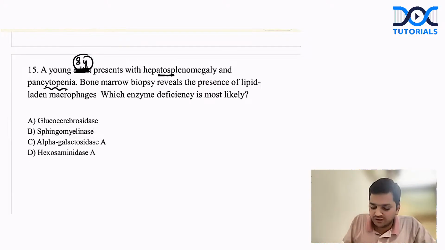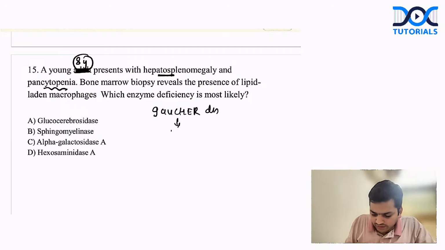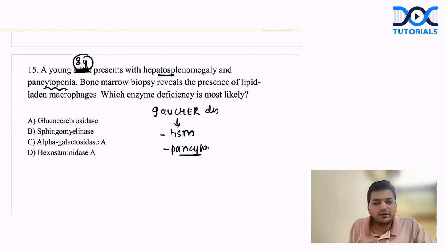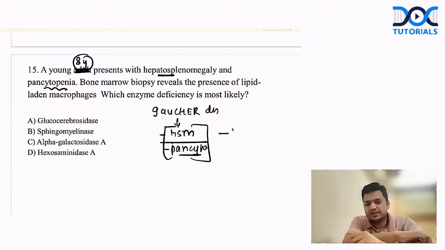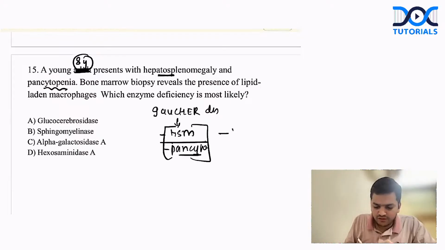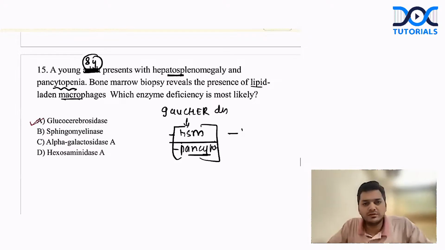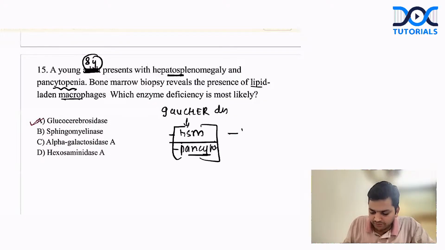Which enzyme deficiency? Actually, they are talking about Gaucher disease. Because in Gaucher disease, we are going to have hepatosplenomegaly and pancytopenia. The moment I see this, I should think of Gaucher, and Gaucher is due to deficiency of what? It is due to deficiency of beta glucocerebrosidase. So they are talking about glucocerebrosidase deficiency. And in this lipid-laden macrophage, the cytoplasm will look as if there is a white, crumpled tissue paper appearance. So basically they are talking about this crumpled appearance of the cytoplasm.